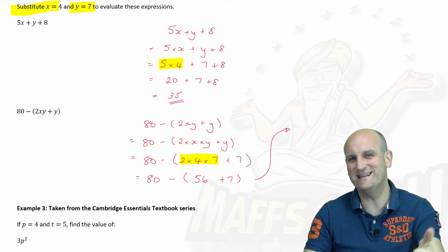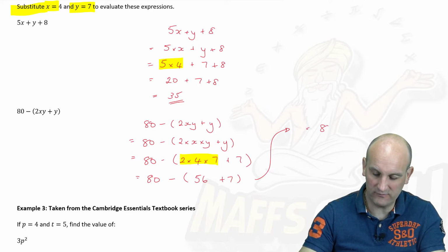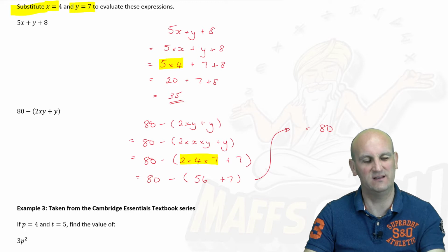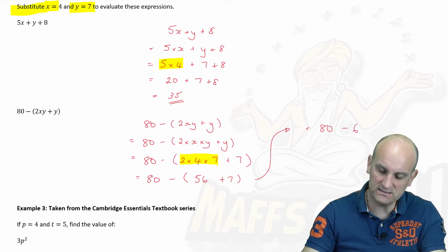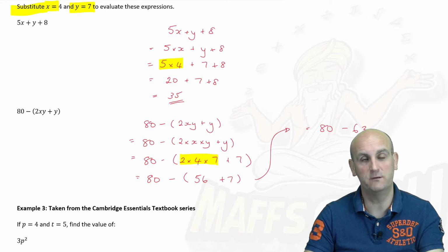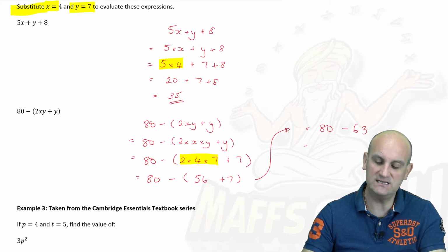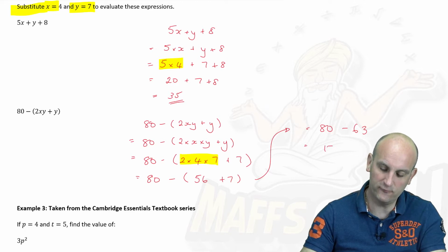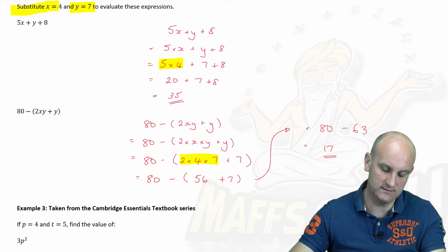So brackets, yes, I've got something in my brackets I can now solve. 56 plus 7 gives me, so that's going to be equals 80. What's 56 plus 7? 56, 57, 58, 59, 60, 61, 62, 63. Minus 63, yes, I did use my fingers. Nothing wrong with using my fingers, at least I didn't grab my calculator. And finally, 80 minus 63 gives me the wonderful value of 17. And there we go. Formula, substitute, and solve.